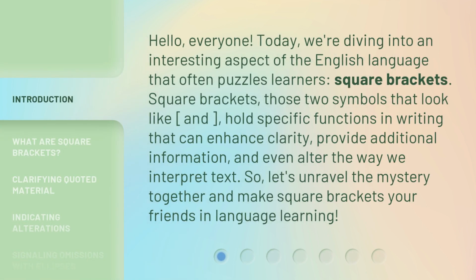Hello, everyone. Today, we're diving into an interesting aspect of the English language that often puzzles learners: square brackets. Square brackets, those two symbols that look like this, hold specific functions in writing that can enhance clarity, provide additional information, and even alter the way we interpret text. So, let's unravel the mystery together and make square brackets your friends in language learning.